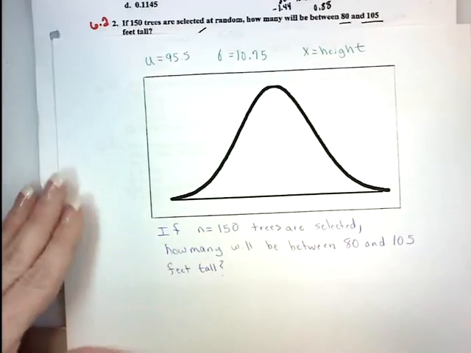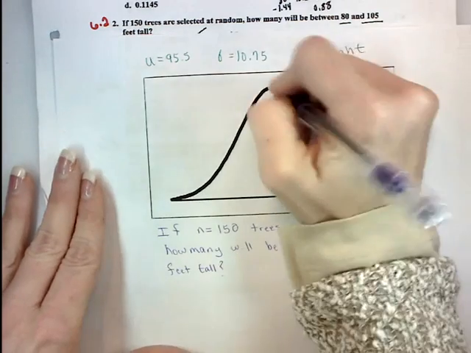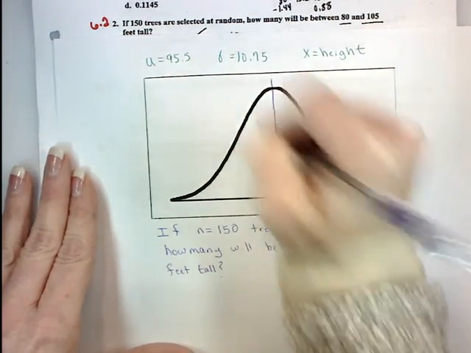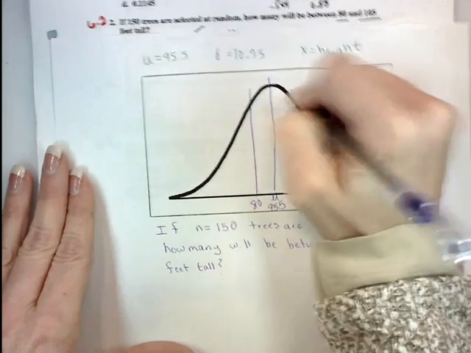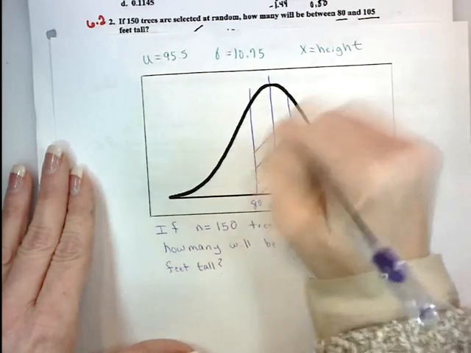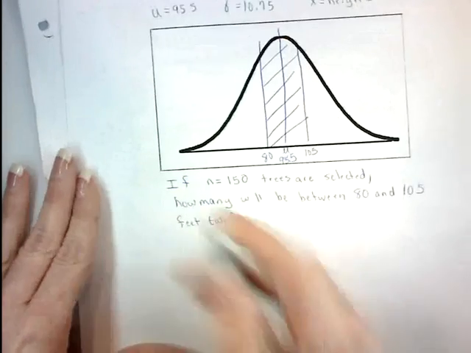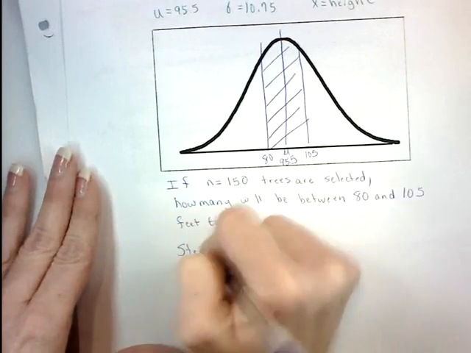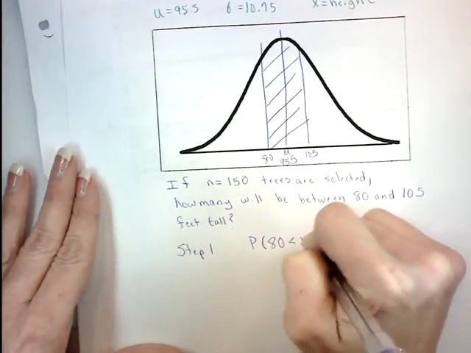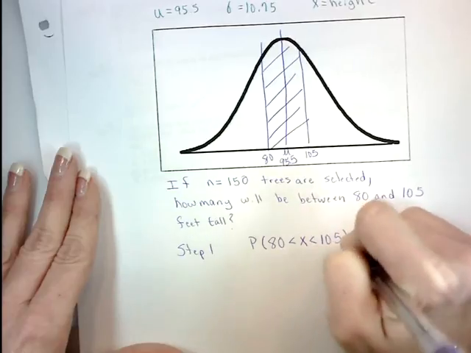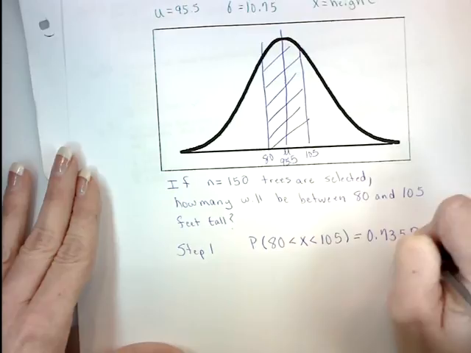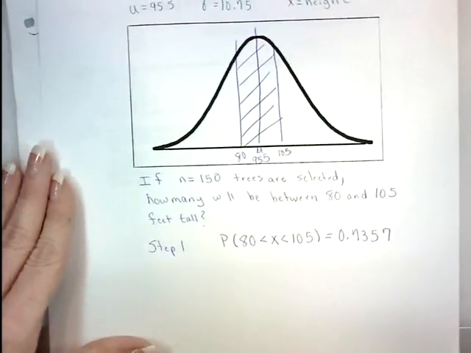So this is the two-step process. The picture is still the same. 95.5 is at the center, 80 is here, and 105 is here. In part 1, or problem 1, what you would have to do is step 1, find the probability that a single maple tree selected at random is between 80 and 105. And we found that to be 0.7357. And so that was obtained from question number 1.